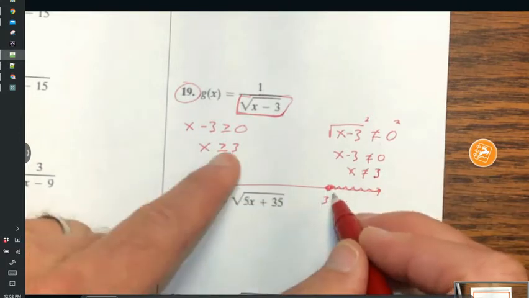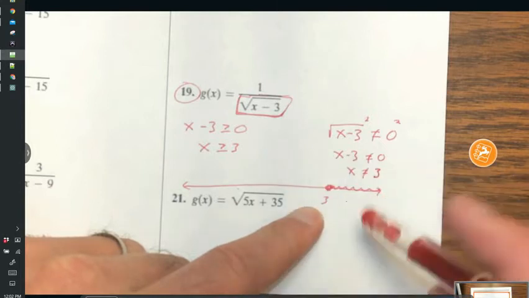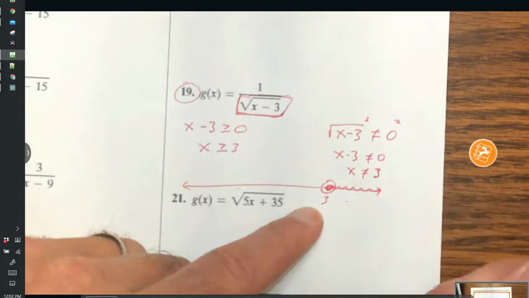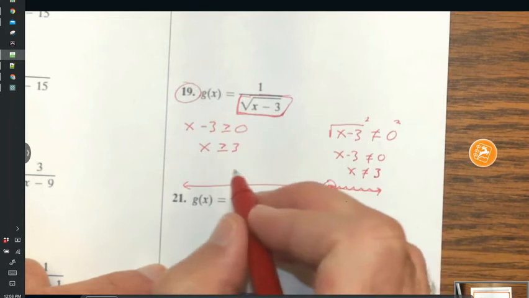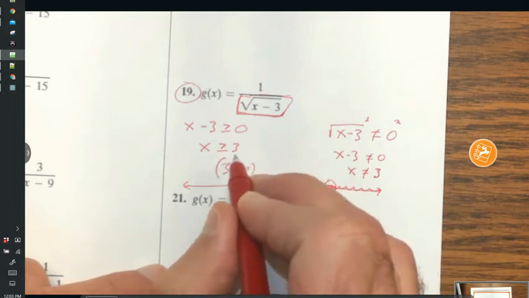Now, 3 was okay over here, but it's not over there. So do I get to keep the 3 or not? No. You got to make both things happy. So we have to basically remove the 3, open circle it. Read your number line, interpret it into interval notation. So I get 3 to infinity is okay, but it is not inclusive.